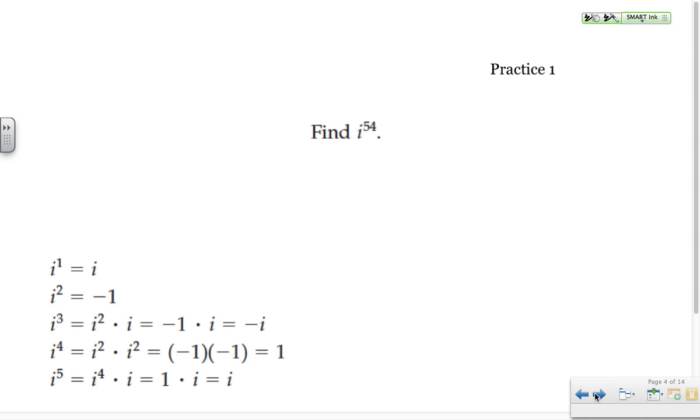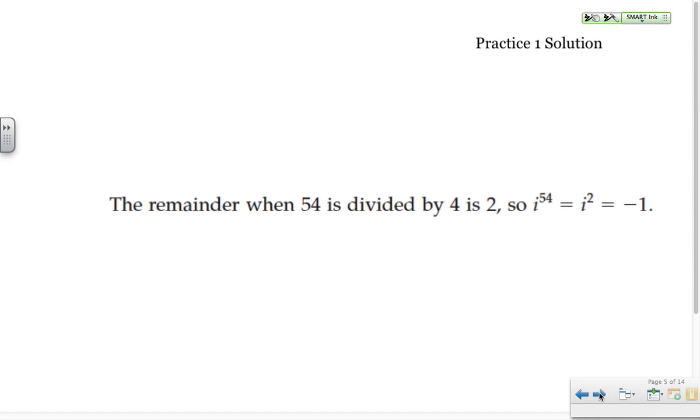All right, so this is your practice problem, which is to find i to the 54. Remember, divide by 4, look for remainders. All right, so this is the practice solution.